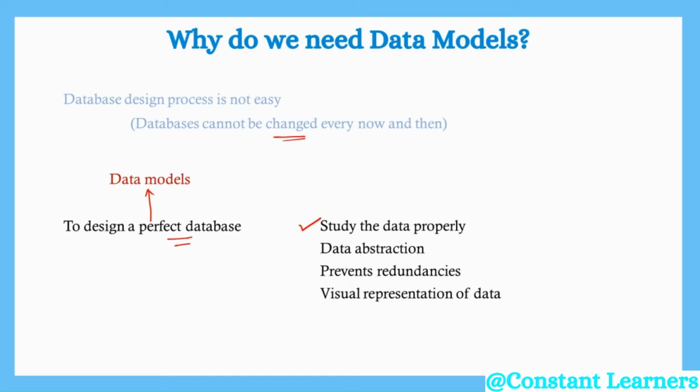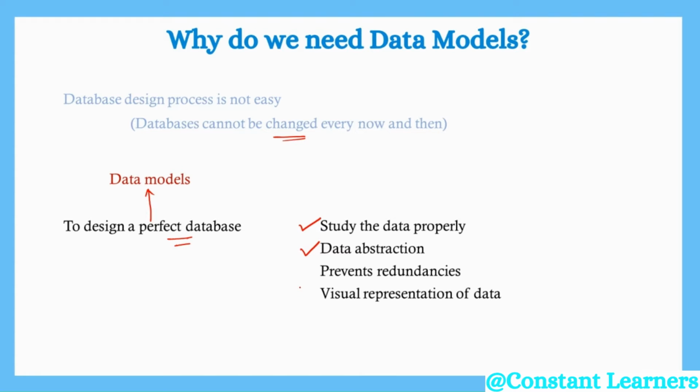Next, we studied data abstraction in a previous video. What is data abstraction? The user is able to access the data at any time, but he is unaware of the technicalities or the complexities, what is happening behind the screen, how the data is being stored or managed inside the database. The user does not know that. He just opens an app or goes to a particular website, tries to access the data, tries to access the database, and then his job is done. He does not know what is happening behind the scenes. That is data abstraction. And data models allow us to achieve data abstraction.